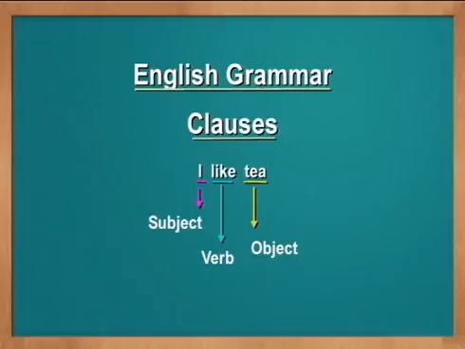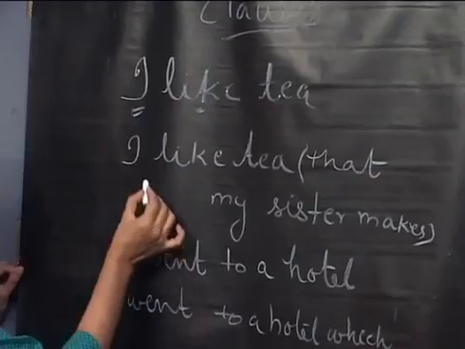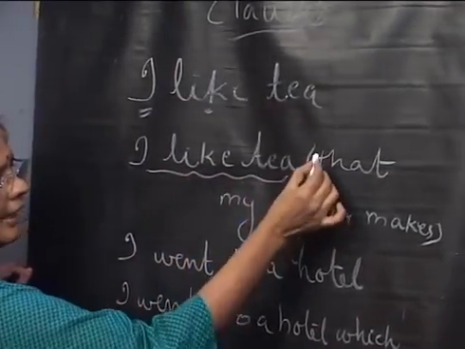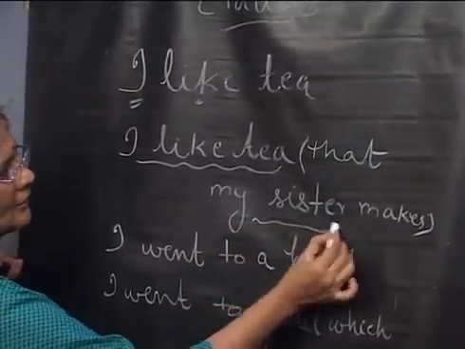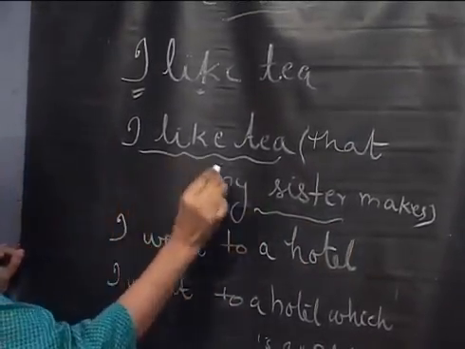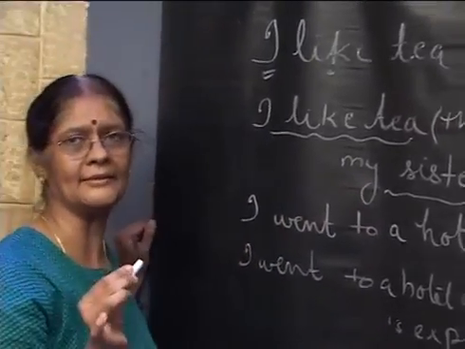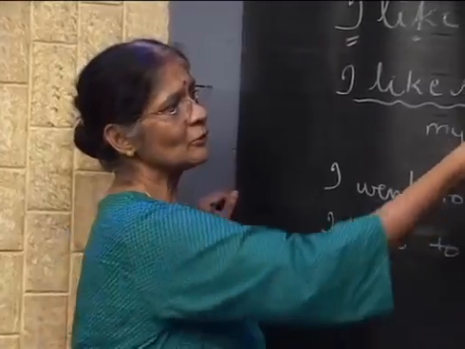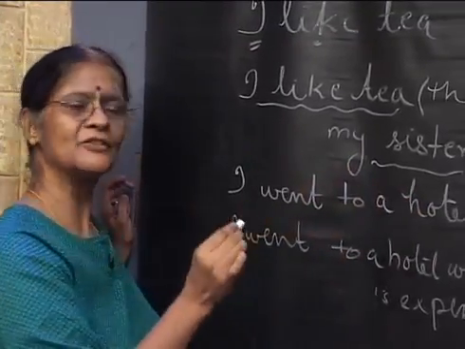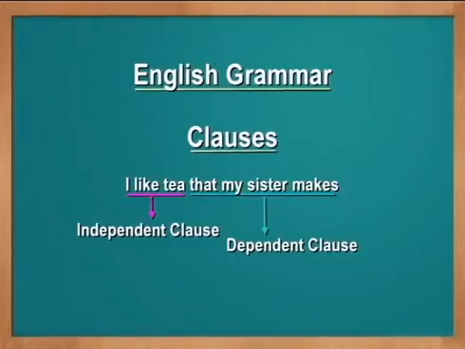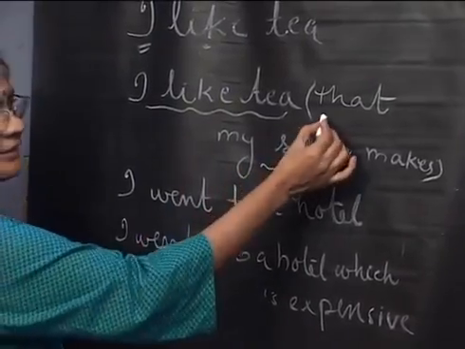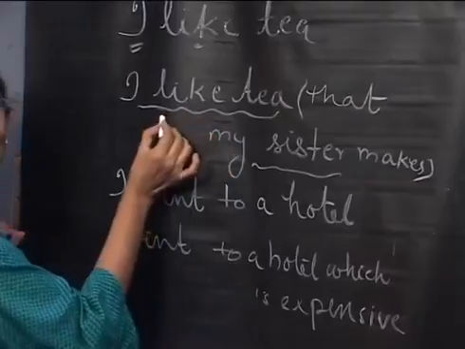So, here I like, subject, as usual like is the verb and tea is the object. This, I like tea, is the first part and that my sister makes is the second part. Now, I like tea, these three words convey a complete idea. But when you come to the second part of the sentence, that my sister makes, that alone, if you take off I like tea, simply that my sister makes cannot convey a full idea. So, it makes sense only when it is joined to I like tea.